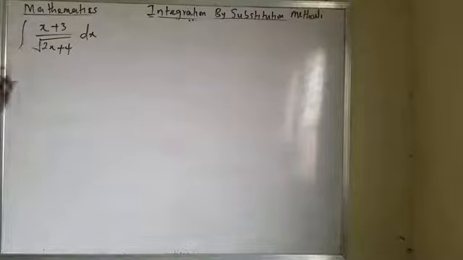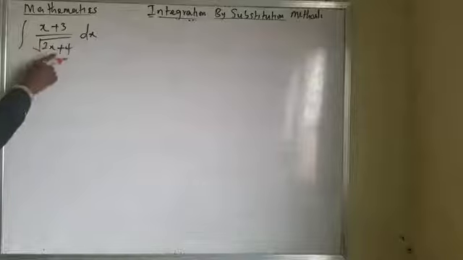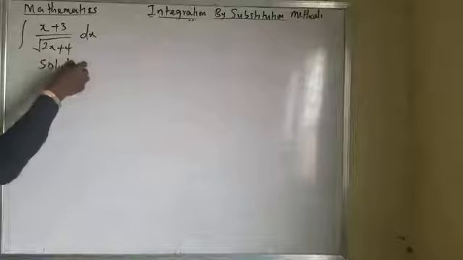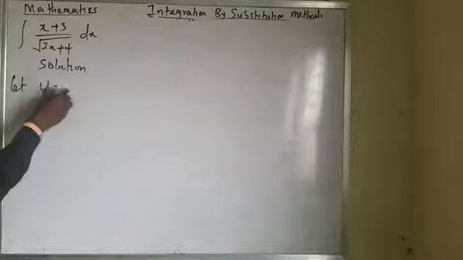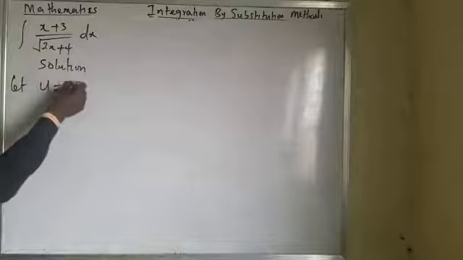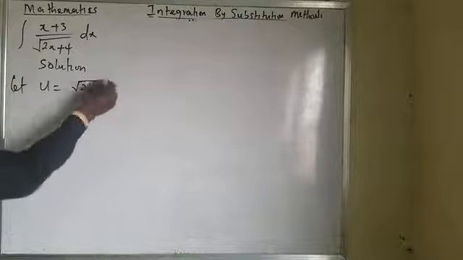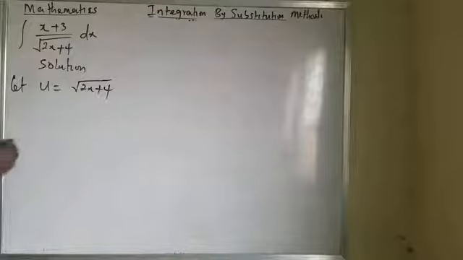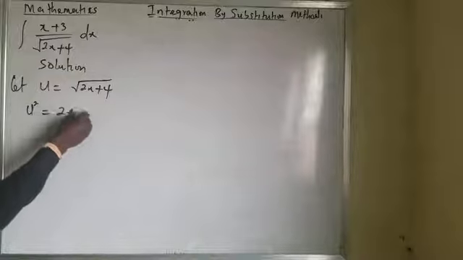Now, look at this. Integral of (x plus 3) divided by root of (2x plus 4). Solution to this problem. Let's see what we do here. Let u equal root of 2x plus 4. Very, very important. It means I can easily say that u squared equals 2x plus 4.